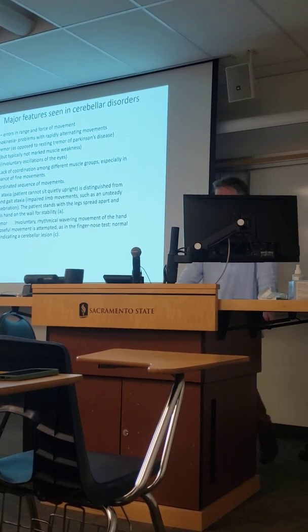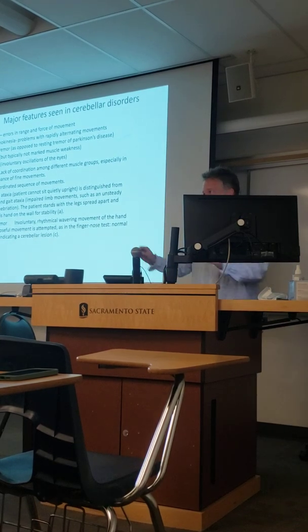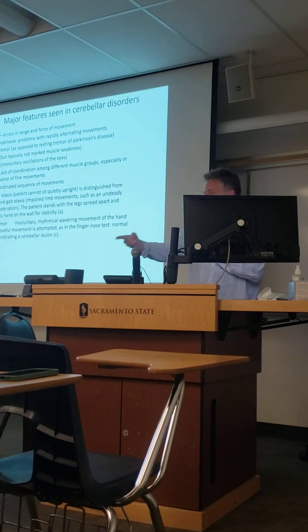Here are some funny words that we use to describe cerebellar dysfunction. We talked about dysmetria, problems with force and range. Again, you want to touch your nose, you have to get all that right. Problems with rapid alternating movement are called dysdiadochokinesia. I had a video.